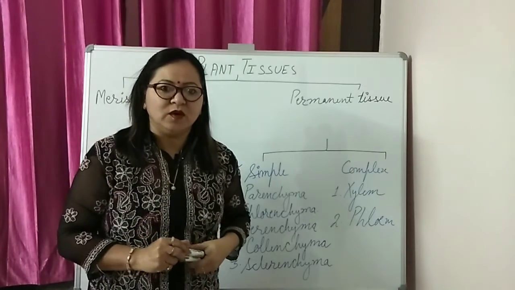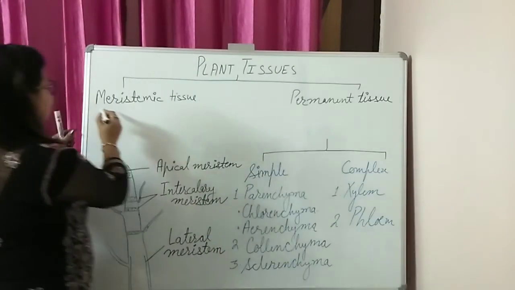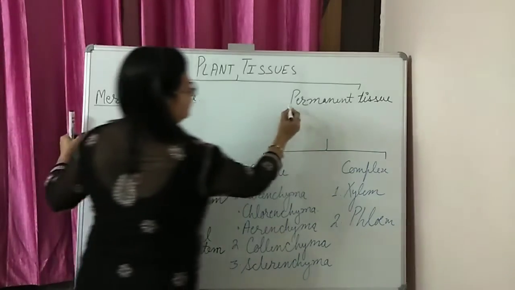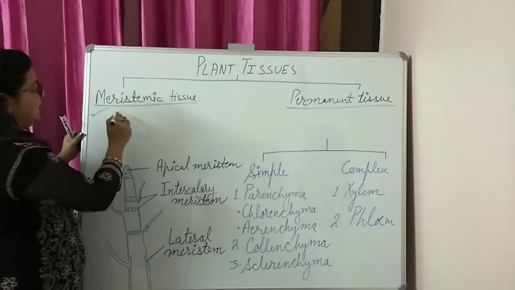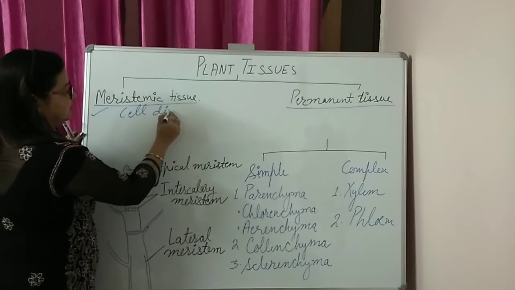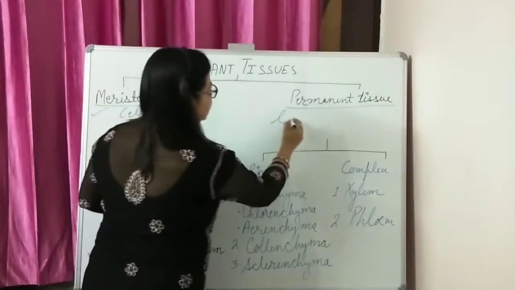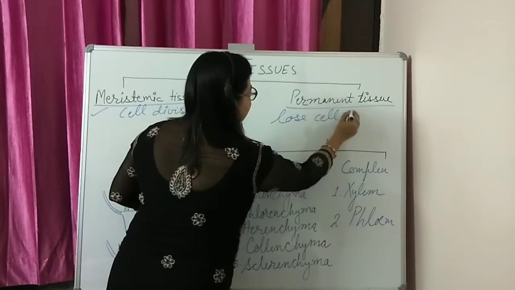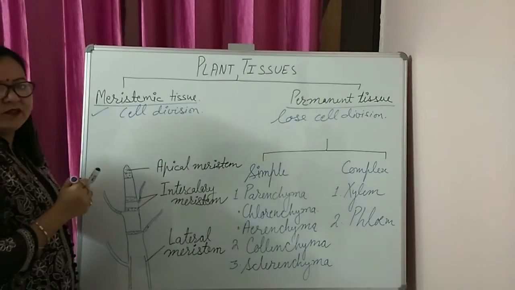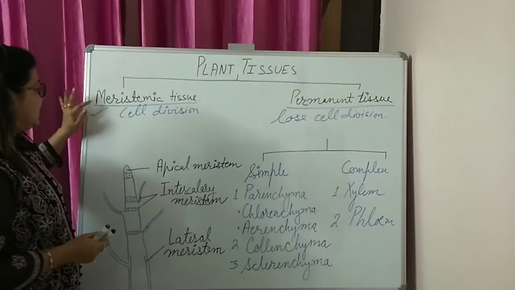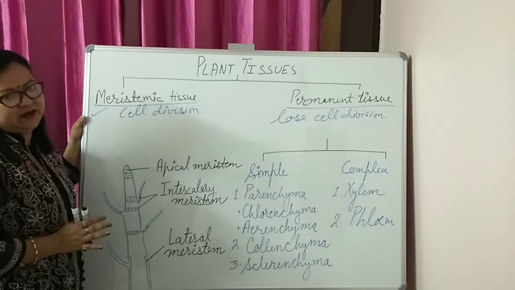make the tissue. So on the basis of their power of cell division, plant tissue can be divided into meristematic tissue and permanent tissue. Meristematic tissue's feature is that they have the power of cell division, while the permanent tissue does not have the power of cell division. The cells which have the power of cell division are called meristematic tissue, and they are restricted in some regions only.